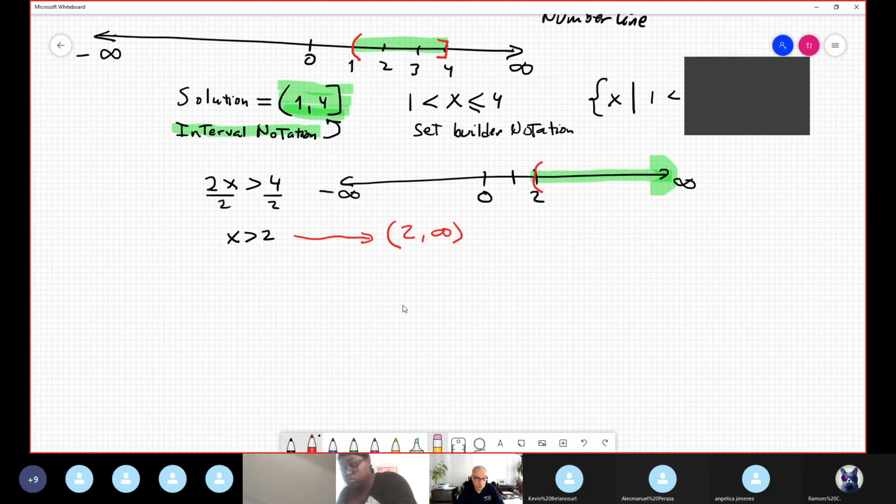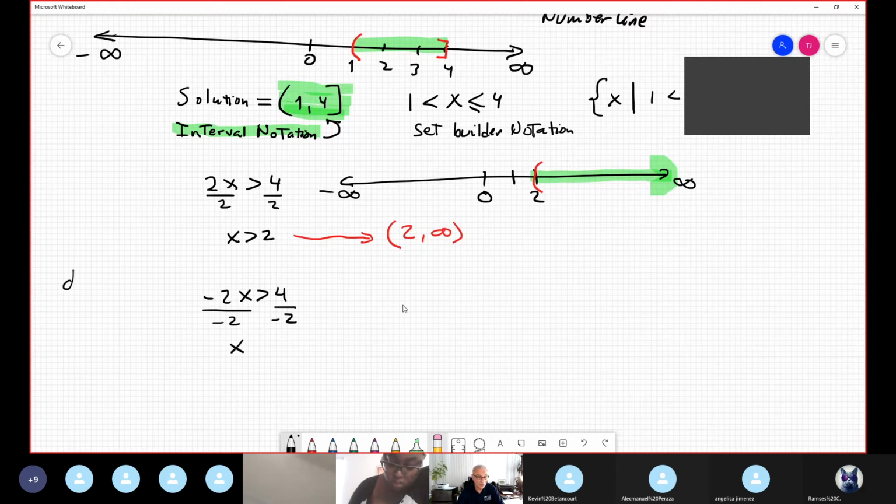However, suppose we have another inequality that is a little bit similar, but I have minus 2x greater than 4. Because when you divide by negative 2, my goal is to isolate x, not negative x, positive x.